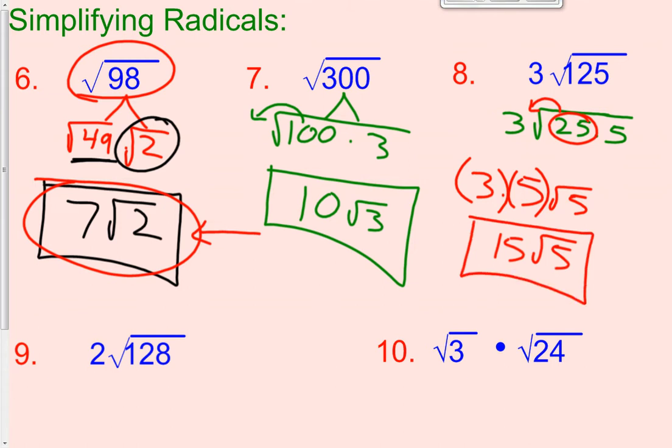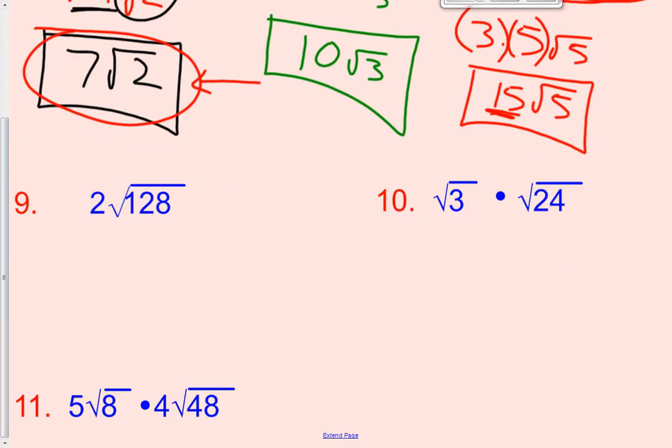Let me go through that again. This 25 times 5 is the same thing as 125, and then I have a 3 multiplied by that. So when I simplify this and bring out the 5, it's 5 times 3, which gives us the 15. I can't simplify the square root of 5 anymore, so that stays in my answer, 15 square root 5. Let's practice this a couple more times.